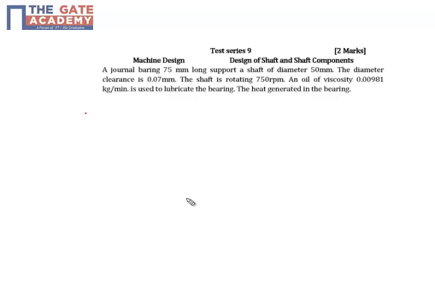Let us discuss a question on journal bearing. What is given is we have a journal bearing, which is basically a radial bearing, and you have a shaft. The clearance I have drawn very big.